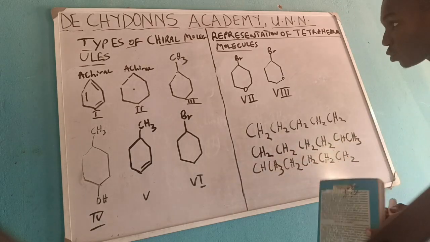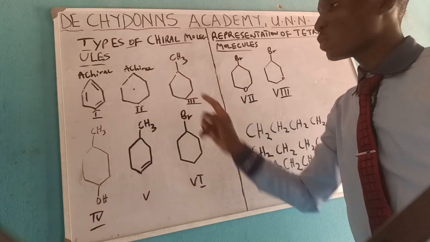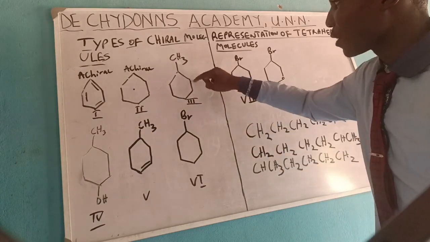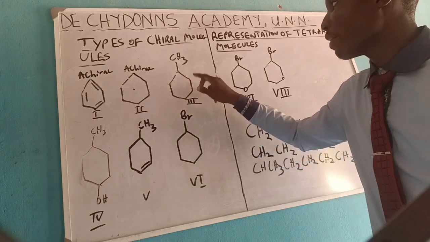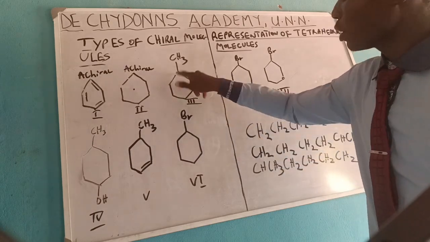Now these two substituents from this point and this point, they are different. But then there are two hydrogens. Automatically, this carbon cannot be a stereocenter because we have hydrogen and hydrogen. So let us look at this particular carbon.